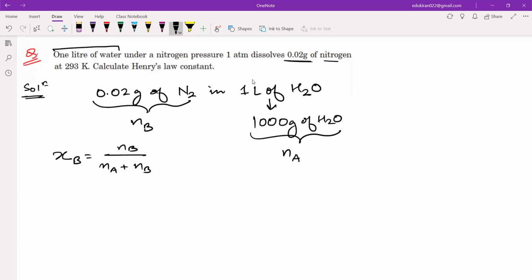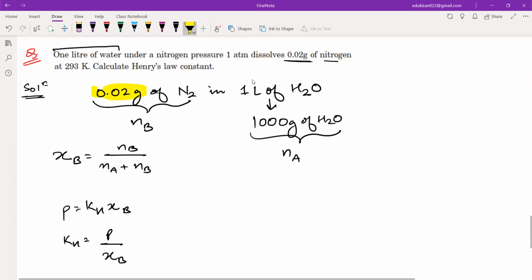After you have got chi B, you just need to calculate P is equal to KH into chi B. So KH will be equal to P upon chi B. All of you can calculate the number of moles from here, yes or no? Then you can calculate the mole fraction. First tell me the number of moles of N2. The number of moles of H2O will come to 55.56, if you remember. Tell me the number of moles of B.